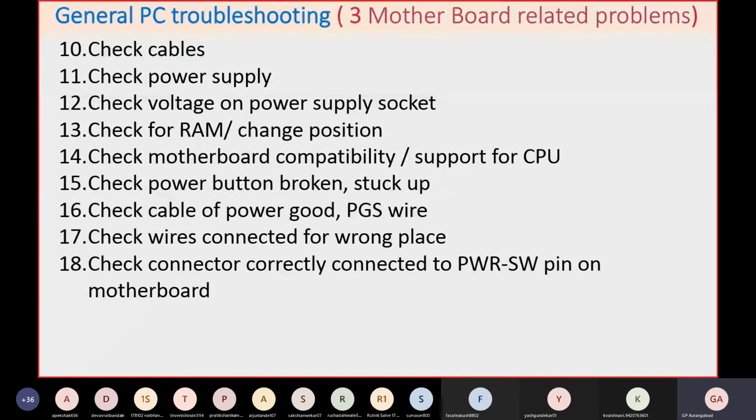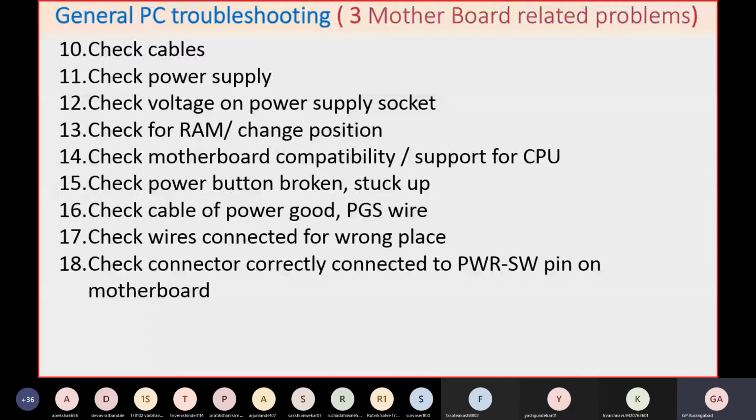Check the power button, whether it is good or broken, or whether it is stuck. Most of the time the power switch button gets stuck and you will find that there will not be any display on your monitor, or maybe on the front side. Then most of the time you can check whether your power cable is good or not.